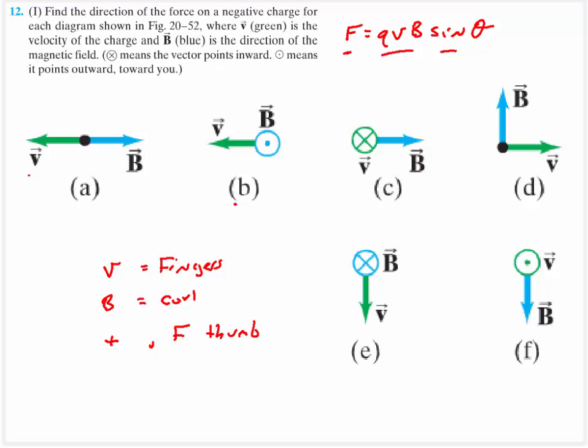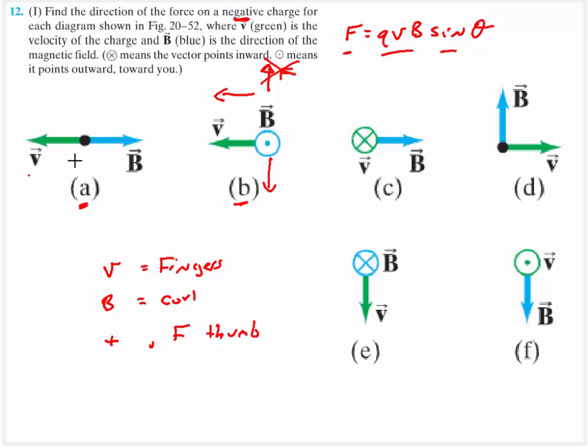So let's get some practice here. Let's start with number B here. So you're going to take your fingers, you're going to point them in the direction of the velocity. So your fingers are going to the left of the computer screen right now, and this magnetic field right here is coming out of the screen. It's directly at you, so you're going to curl your fingers directly towards you. Your thumb should be pointing in the upwards direction. If this was a positive charge, this would be the direction of the force. However, this is a negative charge, so the net force is going to be in the opposite direction, so the force is going to be downwards.